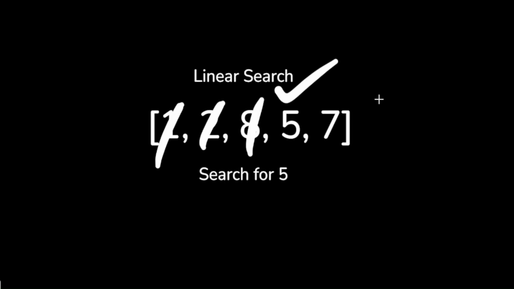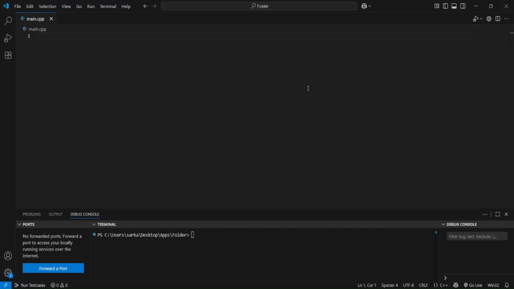Let's jump into the code now. I will show you codes in Python and C++. Please check the timestamps and see the code in the language you want to. Now let's code linear search in C++.